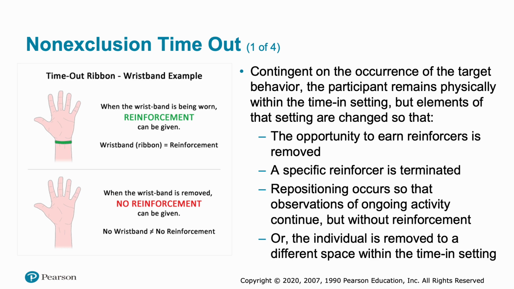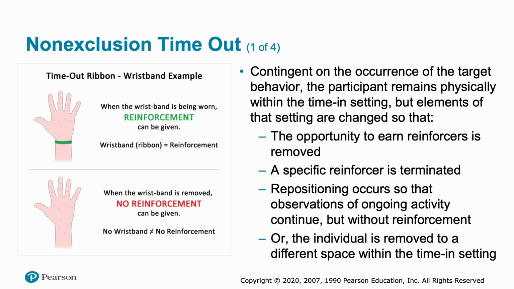So this is a repositioning which is going to occur so that observations of ongoing activities continue, so they'll still be able to observe what's going on in the environment, but they won't get access to reinforcement from that. And then finally, the other option is that the individual is removed to a different space within that setting, but maybe their visibility is limited, and again, they're not going to be able to access reinforcement during that time.